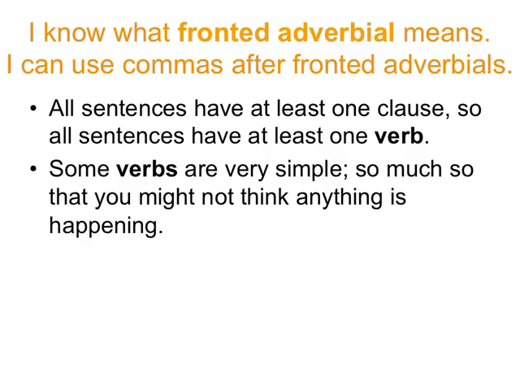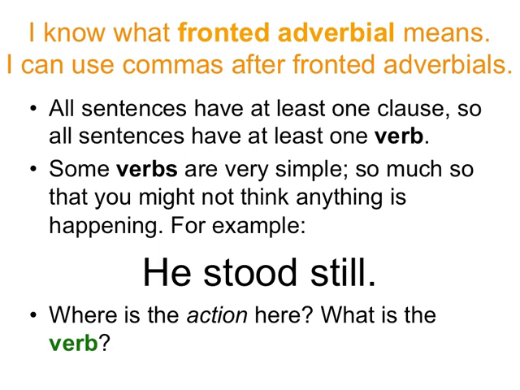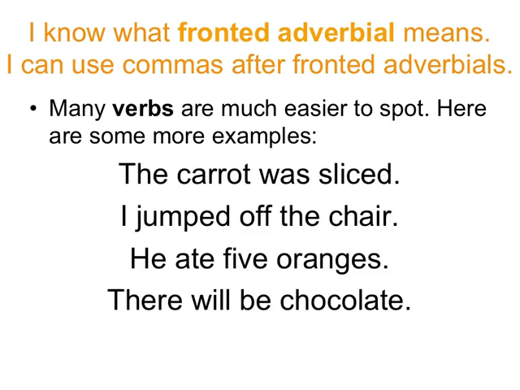Some verbs are very simple, so much so that you might not think anything is happening. For example, he stood still. Where's the action here? What's the verb? Many verbs are much easier to spot. Here are some more examples. The carrot was sliced. I jumped off the chair. He ate 5 oranges. There will be chocolate.